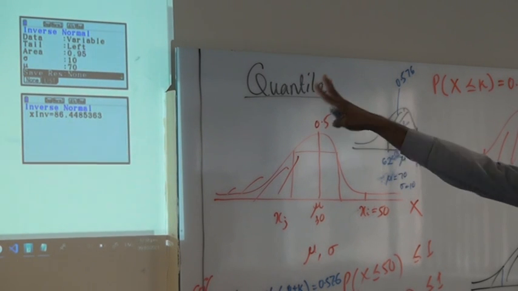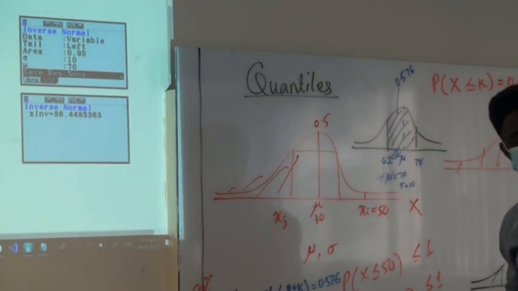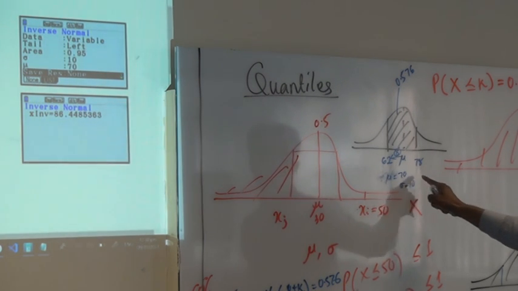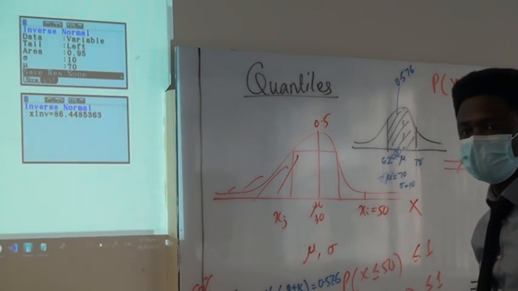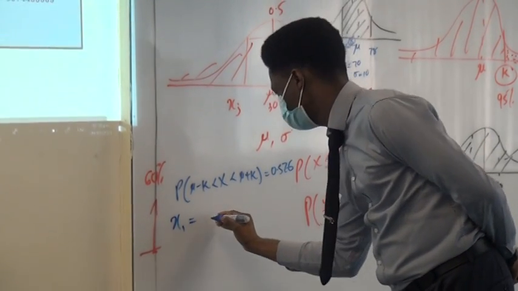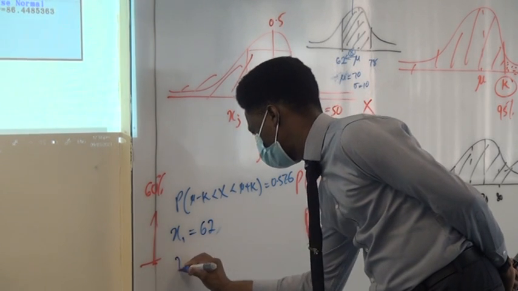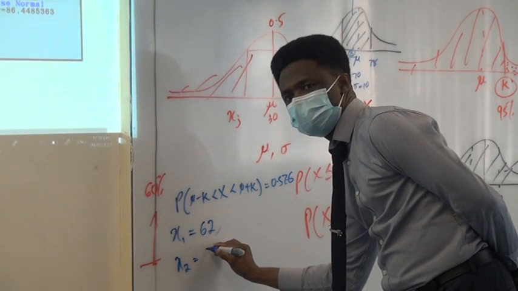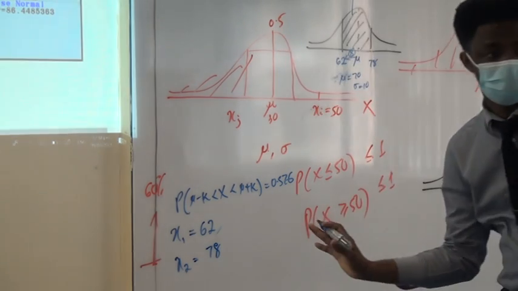then leave every other thing constant, and tell me what you get. Every other thing means your mean, your standard deviation, all that, all right? What do you get? Two values. So you got x1 is equal to 62, okay. x2 is equal to 77.something, so let's say 78.